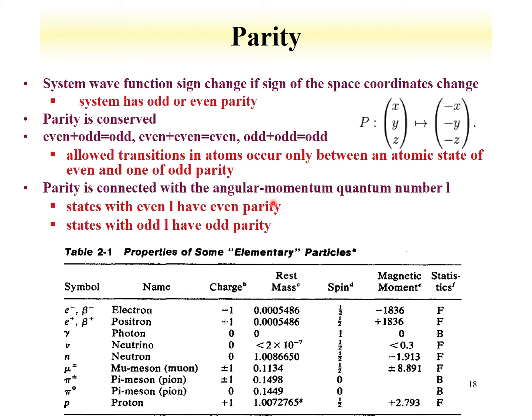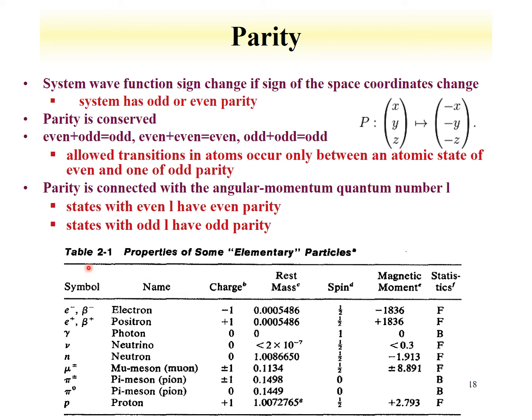Parity is also connected with your angular momentum quantum number. States with an even angular momentum have even parity, so S and D states, whereas states with an odd angular momentum have an odd parity. P states, for instance, have odd parities. We'll utilize this when we discuss the shell model.